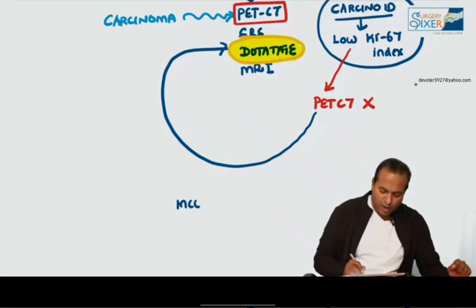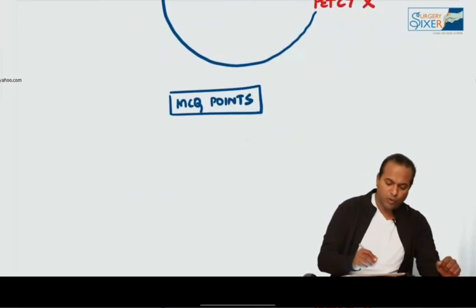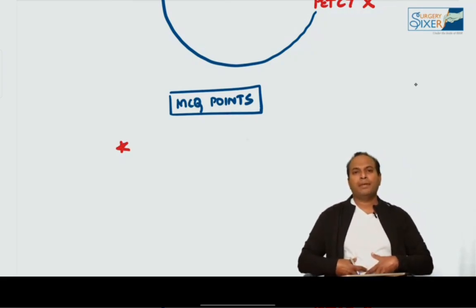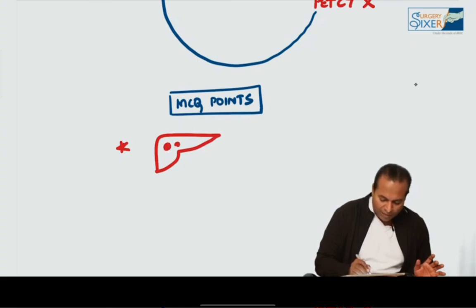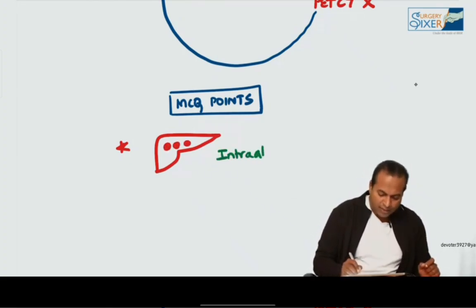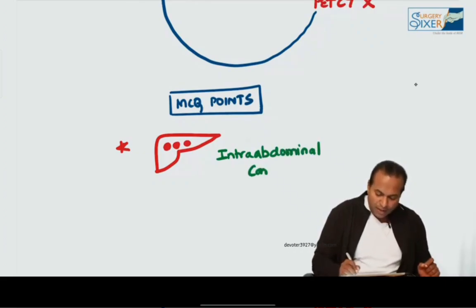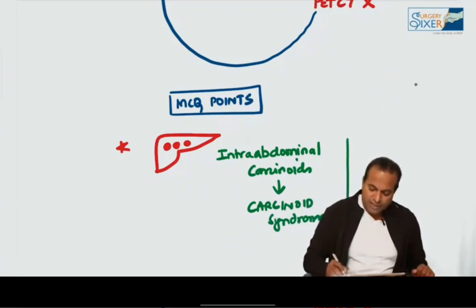And now let me tell you some high yield MCQ points from carcinoid. I told you that intra-abdominally, if there is a carcinoid tumor, it will produce symptoms only when there is metastasis to the liver. Now tell me, what are the intra-abdominal carcinoids which will produce carcinoid syndrome without producing liver mets? Very interesting MCQ, no? It is taken from Sabiston.